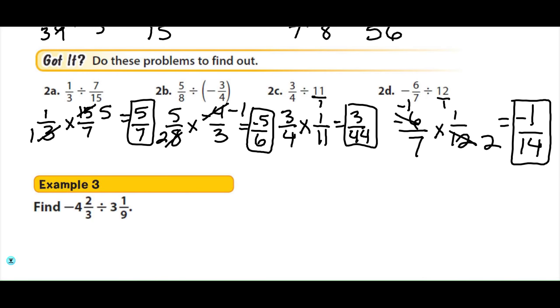Let's continue on. All right, so this time we're going to have mixed numbers. Now think back to the previous lesson. What do we always have to do whenever we have mixed numbers with multiplying and dividing?